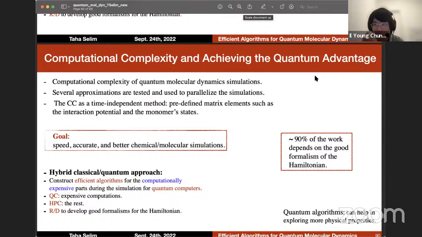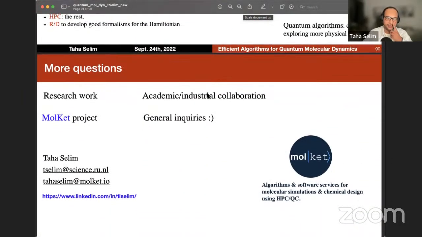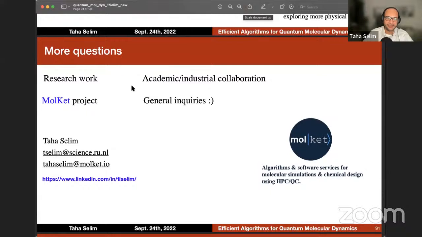There are two more questions, but it's 3:20. Did you want to just finish it, and then I'll remember these questions to ask you in the end? Yeah, sure. Now the last slide is about the research work.